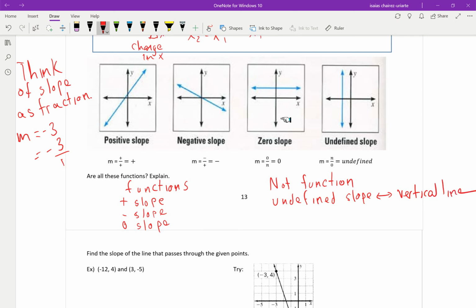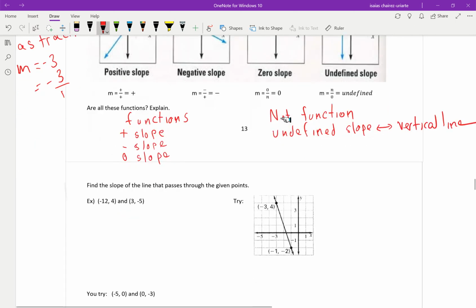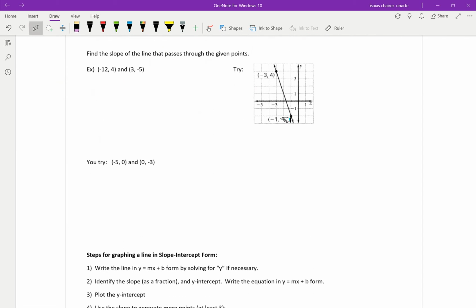Okay, so hopefully that's okay. Let's get into the nitty-gritty here. Let's try to find the slope of some lines and practice that first. In this first exercise, we were given 2 points: the point negative 12, 4 and the point 3, negative 5. All we have to do is find the slope of the line that goes through these 2 points. I'll help you with the first one, and then I'll give you a chance to try the other two on your own.